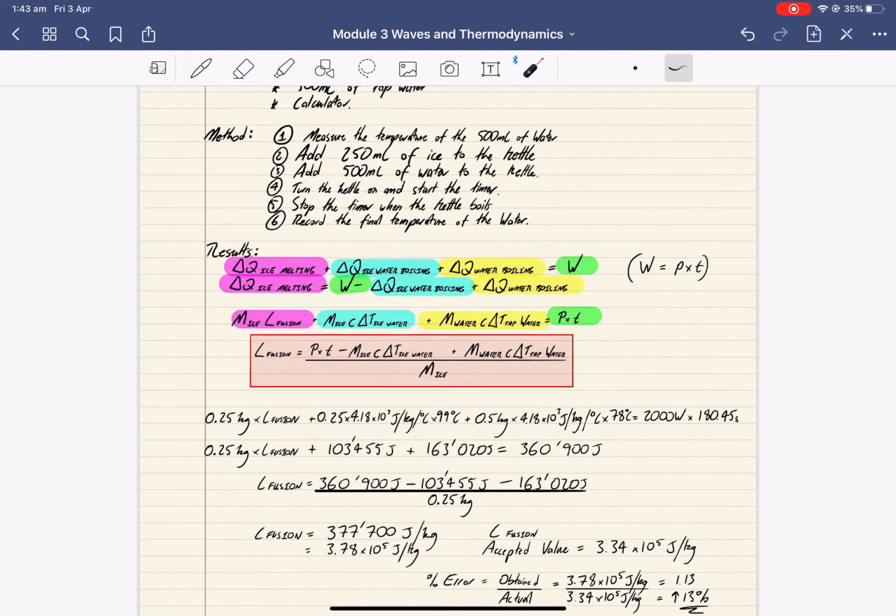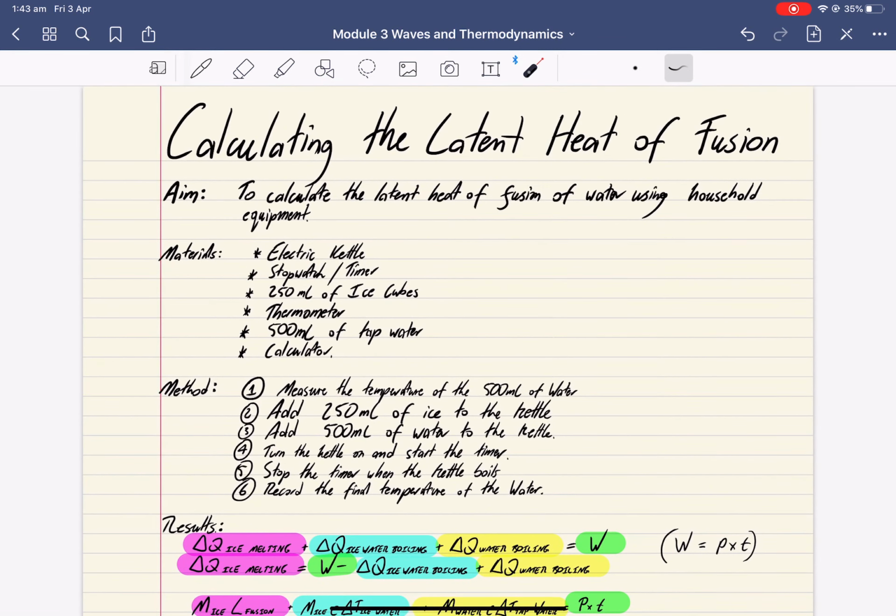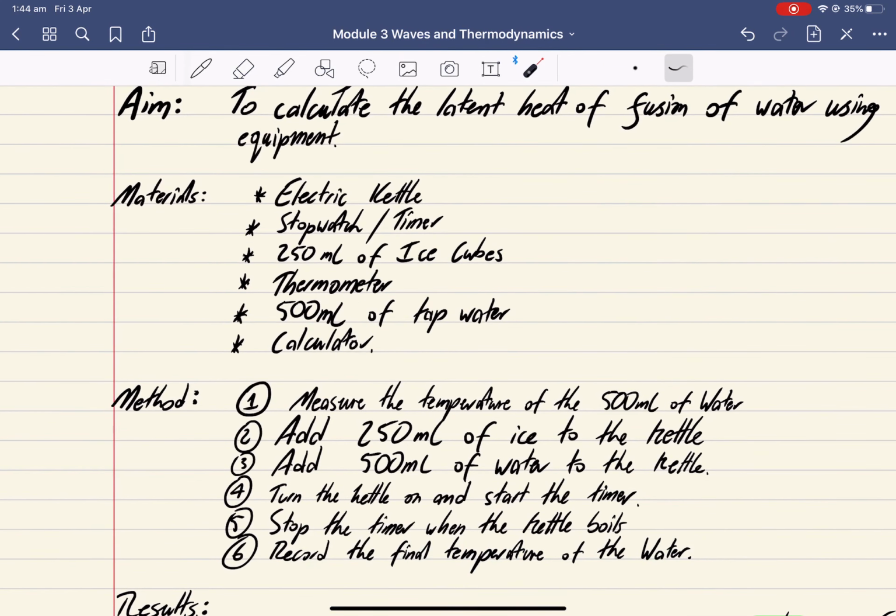Okay, so that's actually how you calculate the latent heat of fusion of water going from, once again, a solid, which is ice, to a liquid, which is water, liquid water, using simply just a kettle, a stopwatch, a timer, a thermometer, and a calculator.